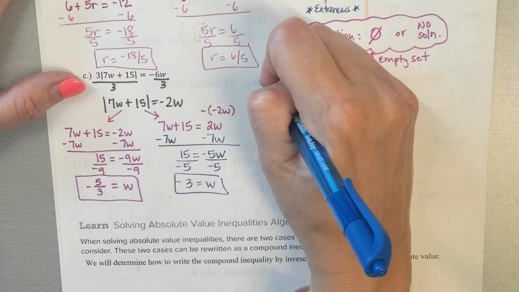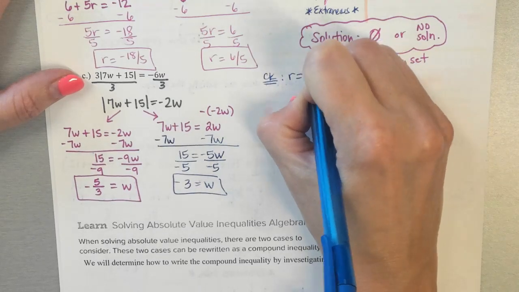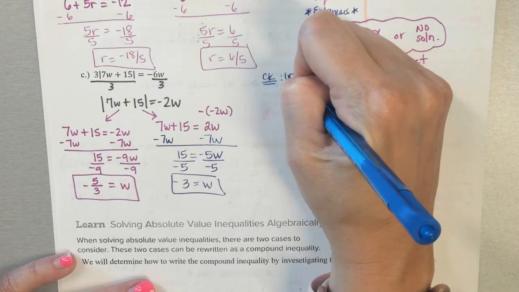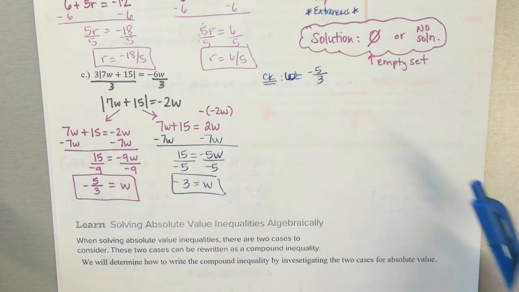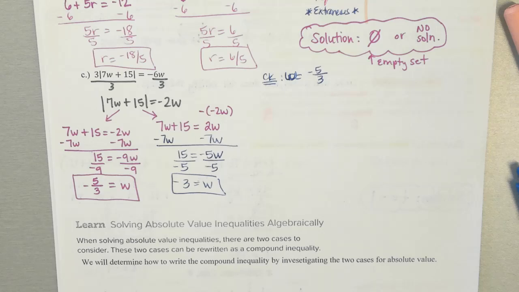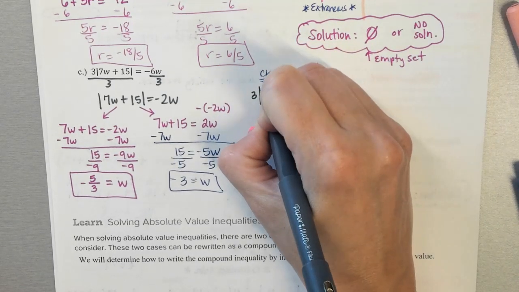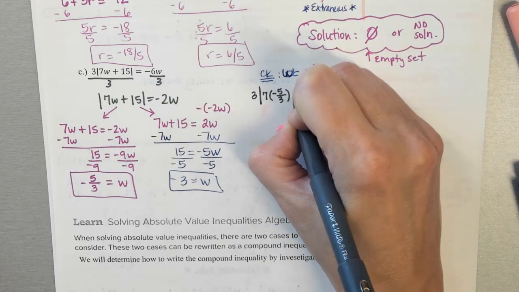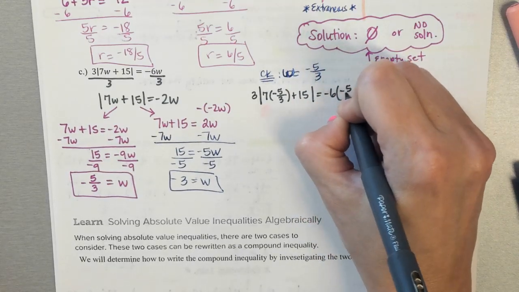Okay, so checking is an important part of this process because we do have extraneous solutions. Okay, you are going to have to, well, I put R, sorry, it's W. You are going to have to remember your rules of how to combine fractions. Okay, so that's going to be a good skill that we want to come back to. And we're always plugging it into the original. So it's 3, and then in the absolute value, 7 times negative 5/3 plus 15, close your absolute value, equals negative 7 times negative 5/3.